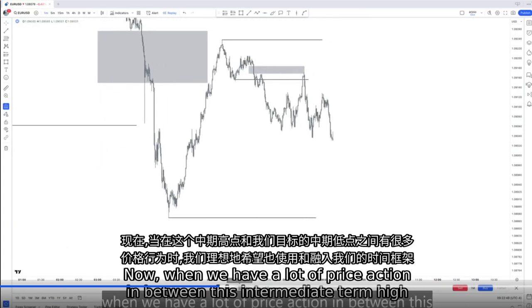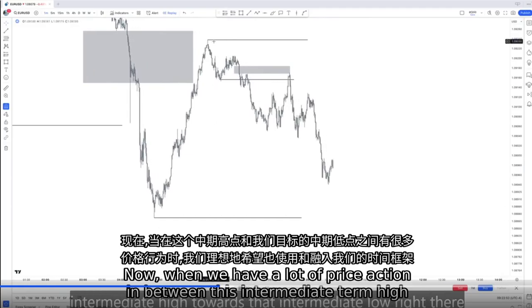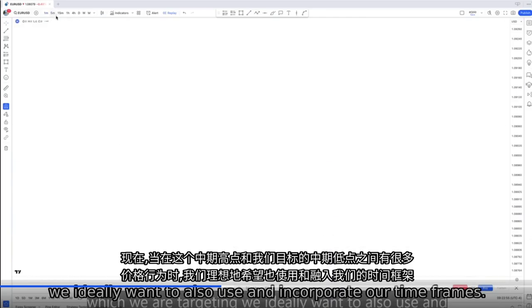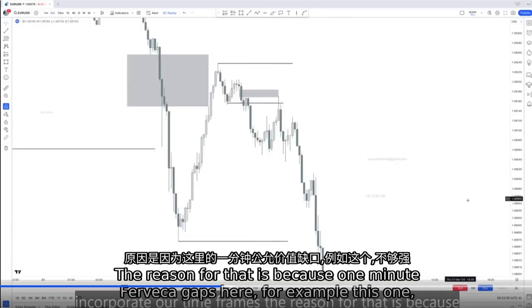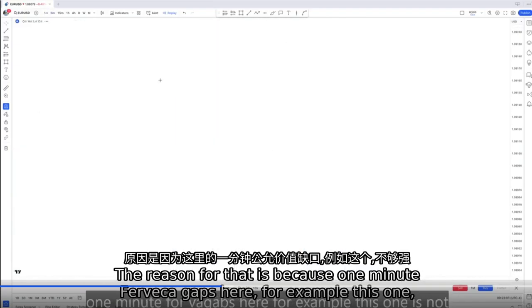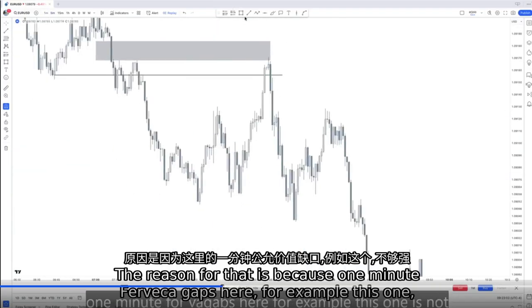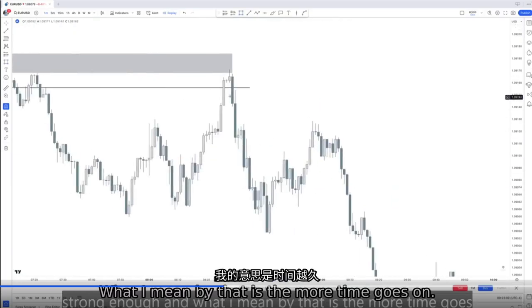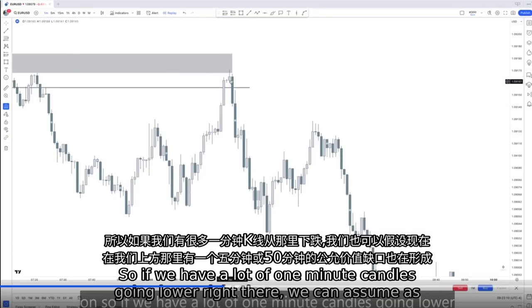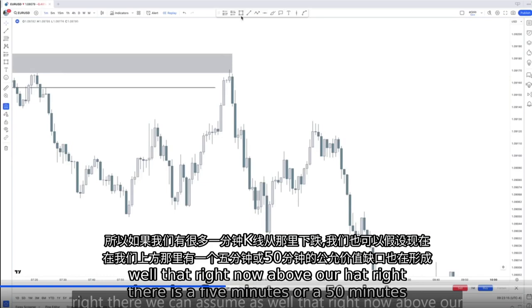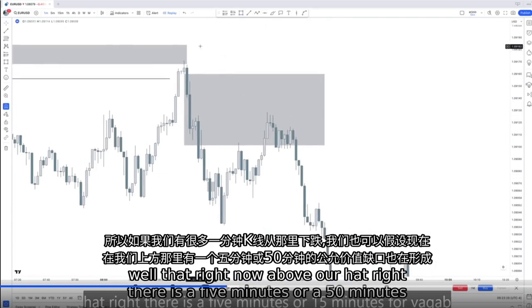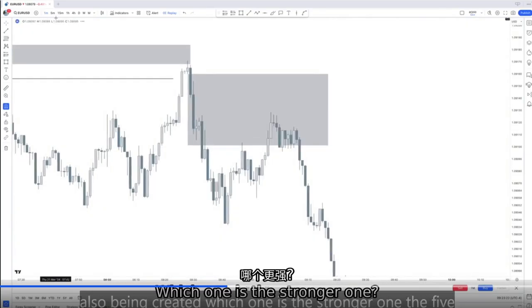Now, when we have a lot of price action in between this intermediate term high towards that intermediate term low right there, which we are targeting, we ideally want to also use and incorporate other time frames. And the reason for that is because 1 minute fair value gaps here, for example, this one, is not strong enough. And what I mean by that is the more time goes on. So if we have a lot of 1 minute candles going lower right there, we can assume as well that right now above our head there is a 5 minute or a 50 minute fair value gap also being created. Which one is the stronger one?